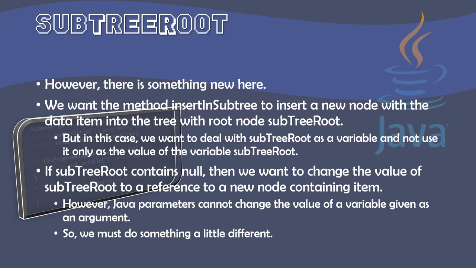If subtreeRoot contains null, then of course we want to change the value of subtreeRoot to a reference to a node containing item. However, Java parameters cannot change the value of a variable given as an argument. So we have to do something a little different if we want to actually accomplish this.